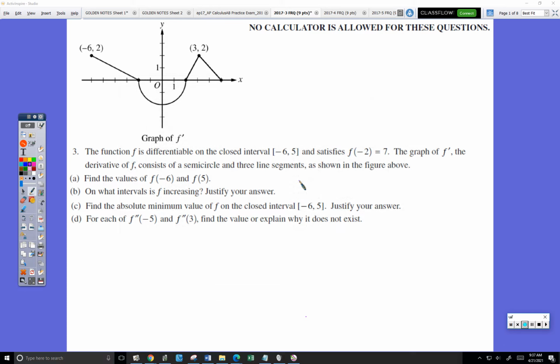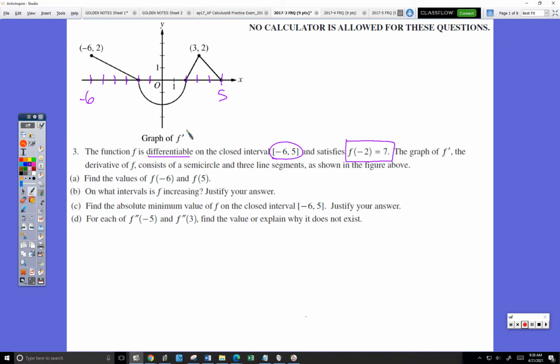Okay, this is 3a. The function f is differentiable on the closed interval. Let's see, 1, 2, 3, 4, 5, 6. Okay, that makes sense. Be slow and careful. 1, 2, 3, 4, 5. Okay, we're good there. f of negative 2 is 7.